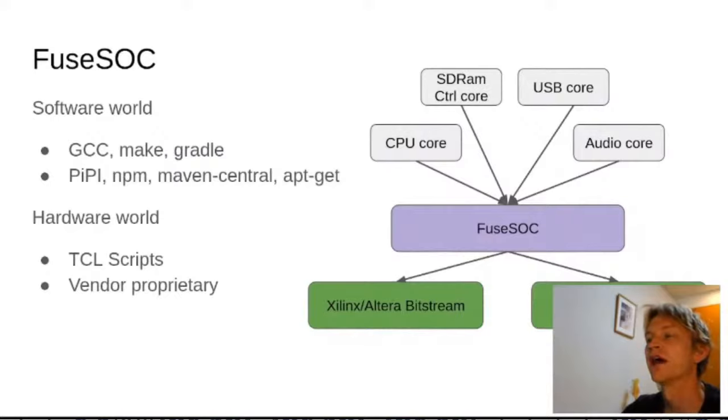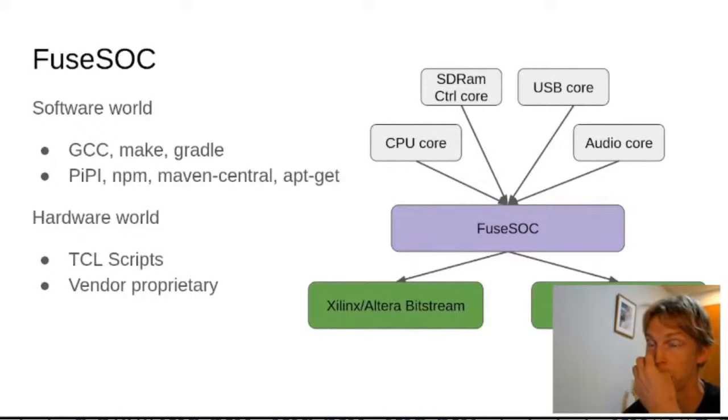Another tool that helps you build software is FuseSoC. So in the software world, if you want to build your software, you have GCC, Make, and Gradle. You can get your different software from PyPI, from NPM. For Java, you can go to Maven Central. And just to get binaries or libraries on Unix machines, you can use apt-get or yum. In the hardware world, this doesn't exist. You usually have to either download a core from a vendor, or you copy your cores around into your different projects, and you have a proprietary Quartus or Vivado system to build your tools.